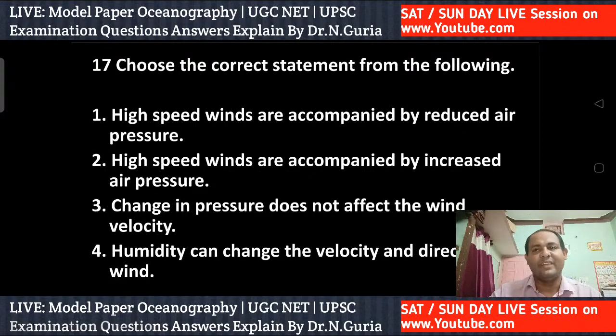Choose the correct statement from the following. High speed winds are accompanied by reduced air pressure. High speed winds are accompanied by increased air pressure. Change in pressure does not affect the wind velocity, and humidity can change the velocity and direction of wind. Very interesting. You must read this question carefully, more and more. When you face UPSC and NTA NET, you must carefully read the question.